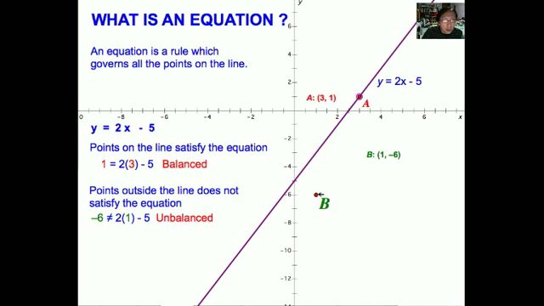But all the points that are outside the line, such as point B, do not satisfy the equation, such as (3, negative 5). Negative 5 is not equal to 6 minus 5. We now see how we can use this fact to solve simultaneous equations.